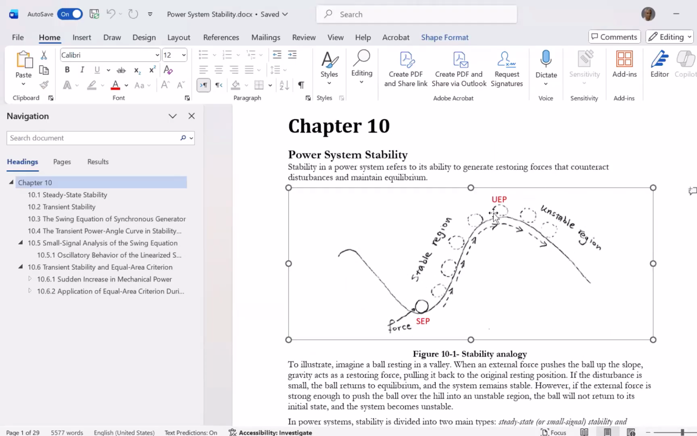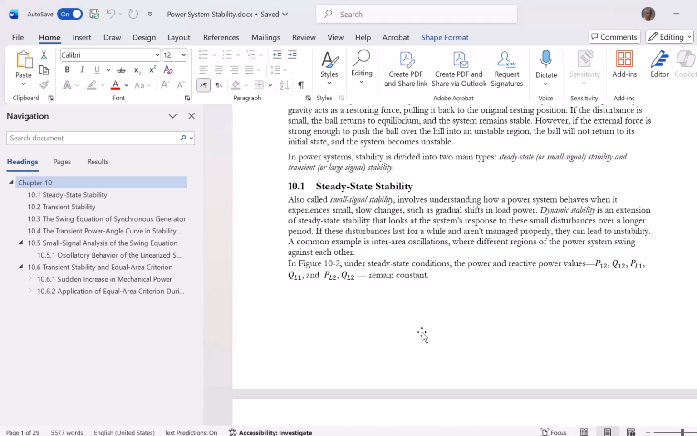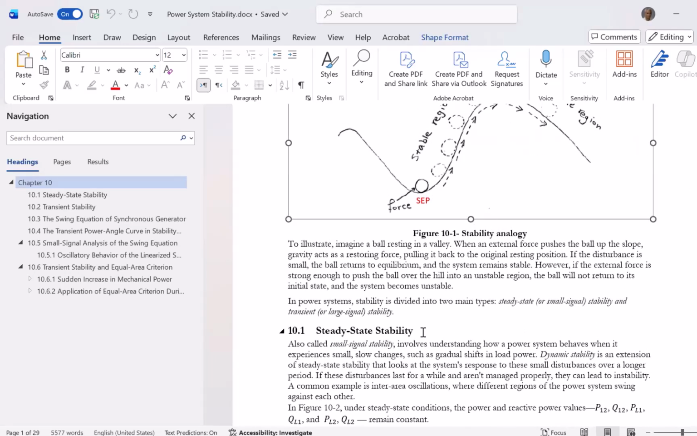We definitely don't want our systems to be working on the UEP. We want them to be working on the SEP. So by stability, we usually mean a few things. We're talking about steady state stability, or sometimes small signal stability. We're talking about small disturbances that are happening to the system, and we want to make sure that they do not take the system away from its stable conditions.